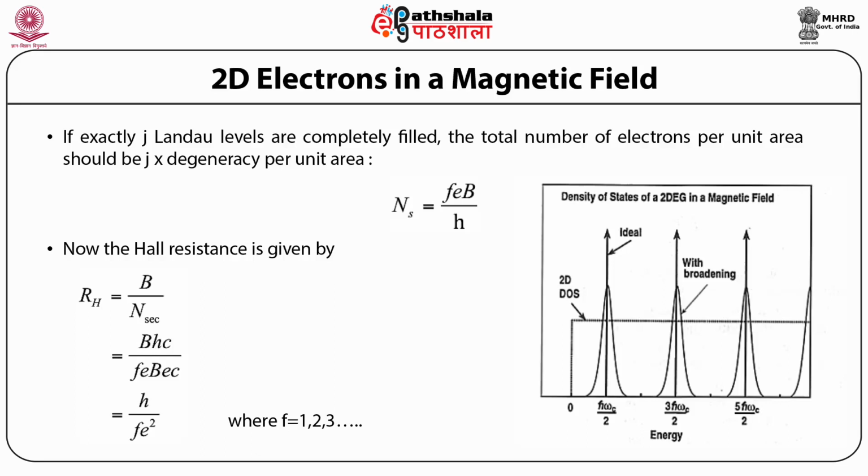Also shown in this slide is a figure on the right hand side. This is the density of states for a 2D electron gas in a magnetic field. As you can see, for an ideal two-dimensional electron gas, these are delta functions at exactly h cross omega c by 2, 3 times h cross omega c by 2 and so on. But because of collisions and impurities, there's a slight broadening. So the case of ideal and also with broadening is shown here.